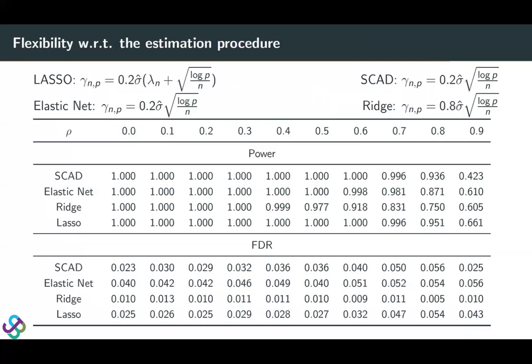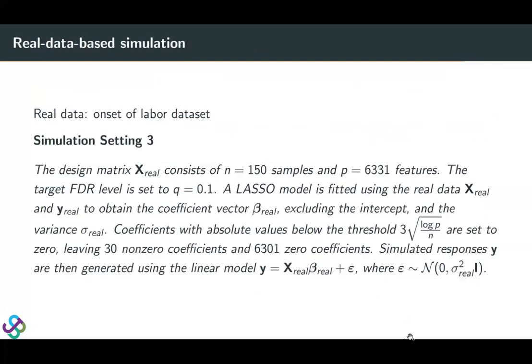And finally, we consider other estimation procedures besides lasso, including SCAD, elastic net, and ridge, and we of course need to choose the appropriate correction factor. Because we haven't done it in a data-driven way yet, here we just try to set the factor in an empirical way. And we see that we can consistently control the FDR and have very good power, especially lasso, which consistently has very good power. So that's why our default estimation procedure is lasso.